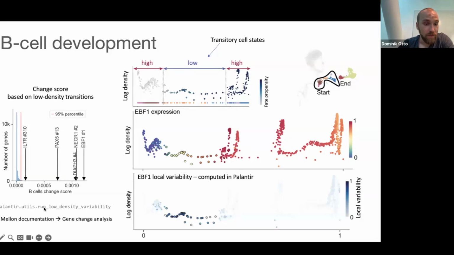And this is also implemented in Palantir using the Mellon density output. Mellon is also implemented in Palantir. So if you're already familiar with the tool, you can just call it through Palantir to compute the cell state density on your data.